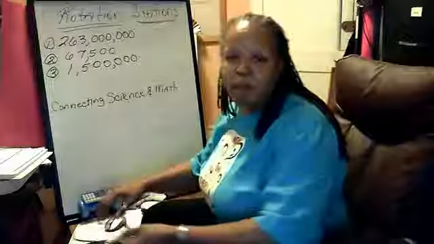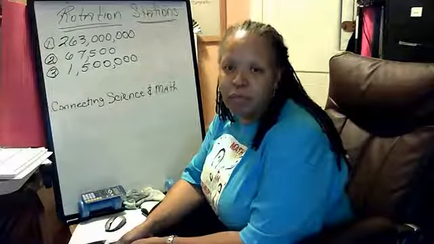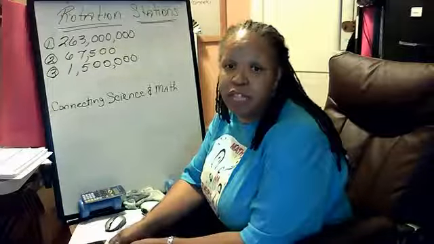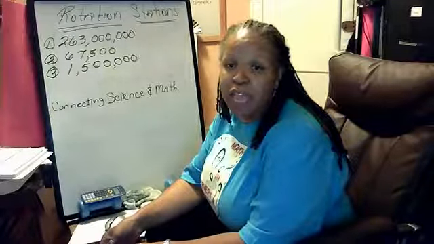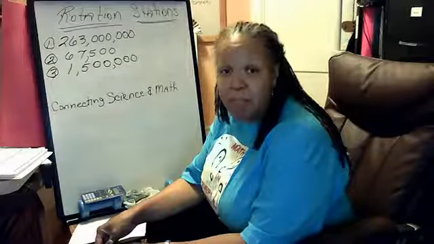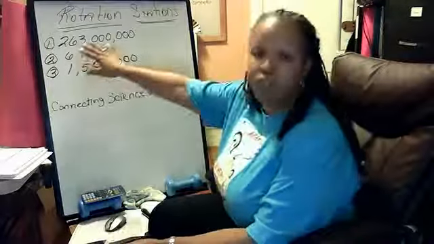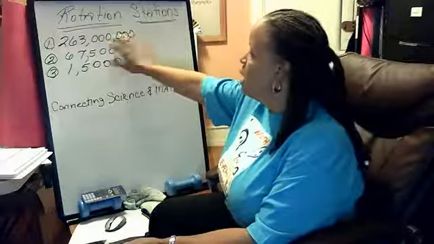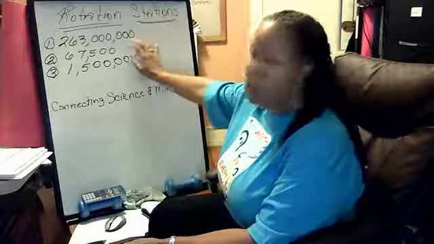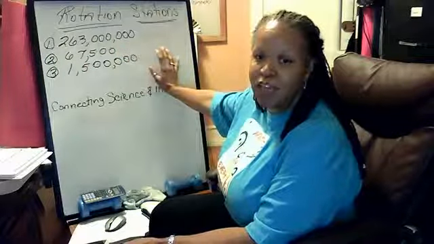Okay guys, we are back and we are going to look at a few examples together, and then I'm going to give you a few to calculate and to create the scientific notation based on the standard numbers that you see on the board. Okay, so we have 263 million. We're going to write that in scientific notation. We have 67,500. We'll write that in scientific notation.